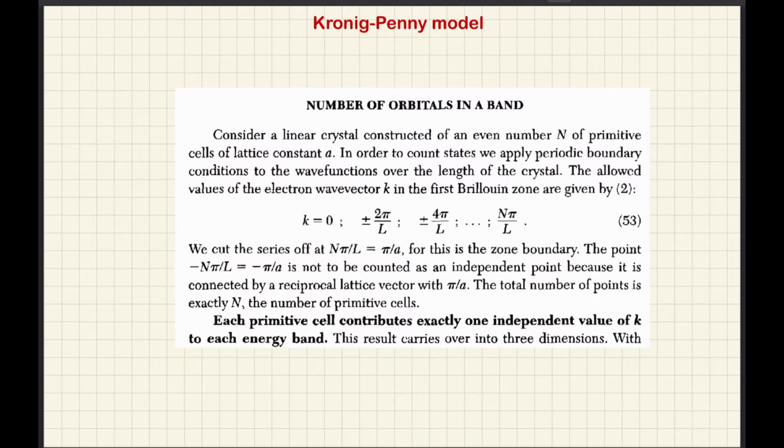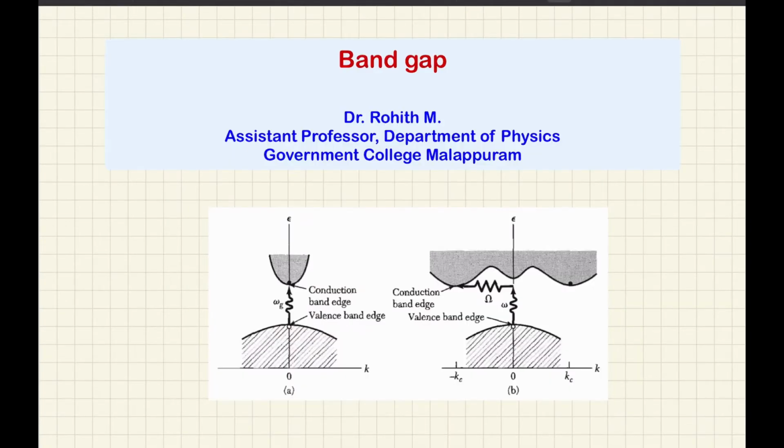That means each primitive cell contributes exactly one independent value of k to each energy band. So each energy band will have several orbitals, and these orbitals are determined by how many primitive cells there are in the lattice. Each primitive cell contributes exactly one independent value of k. Next, we move on to the discussion of band gap.